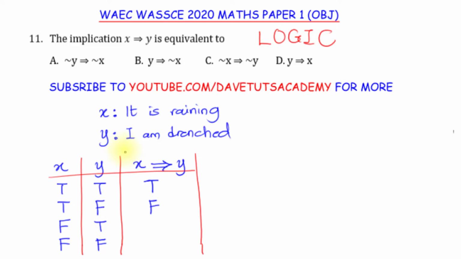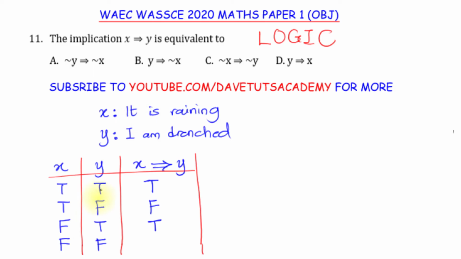So in the third case, if it is not raining, I am drenched. I may be drenched through some other means. Maybe there's a vehicle that splashed some water on me. Maybe I was passing through a water tank that just got full and was pouring over me. Then it's possible that this statement is true, okay.